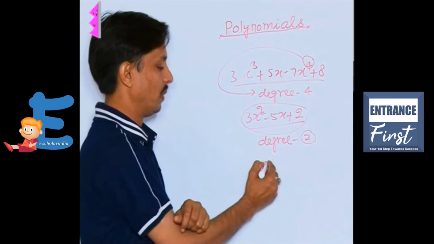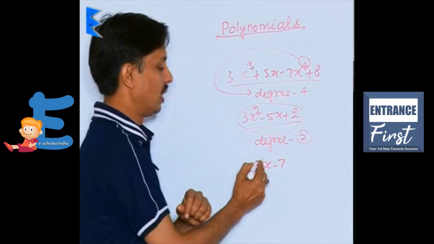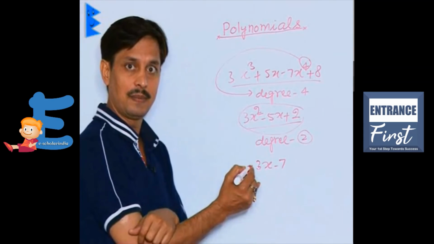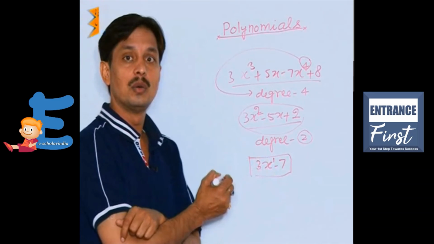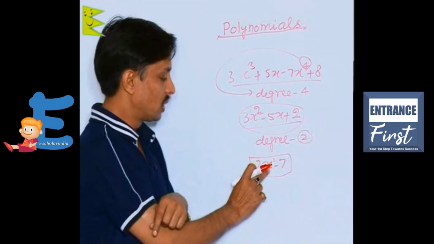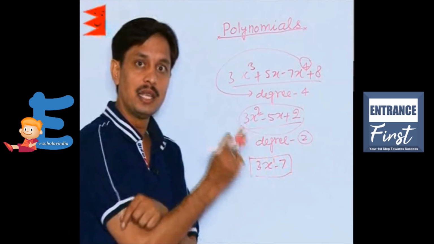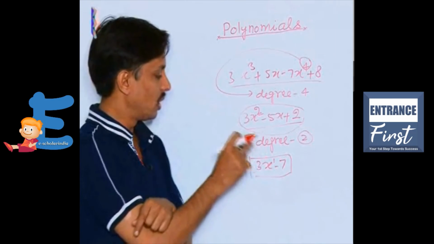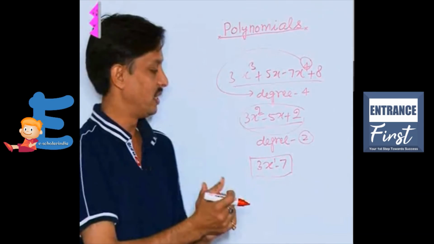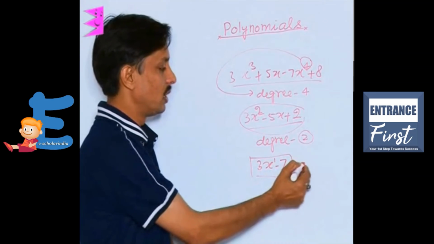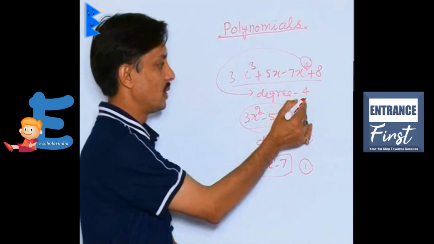If I write a polynomial like 3x minus 7, the degree here is 1, because this term has power 1 and this term has power 0, and the highest power an algebraic expression or polynomial attains is known as its degree. So the degree of this is 1. The degree in this case is 2. The degree in this case is 4.